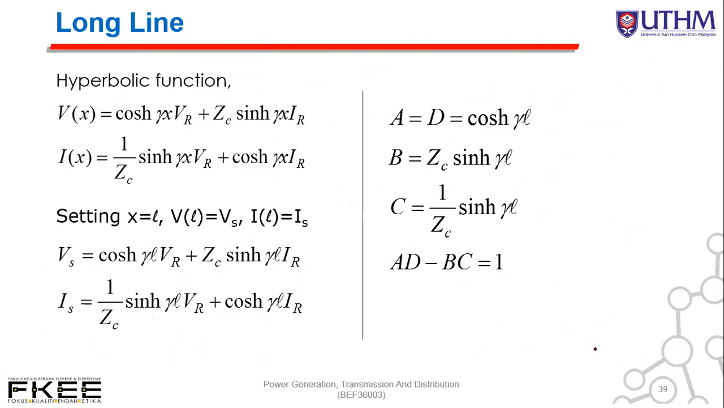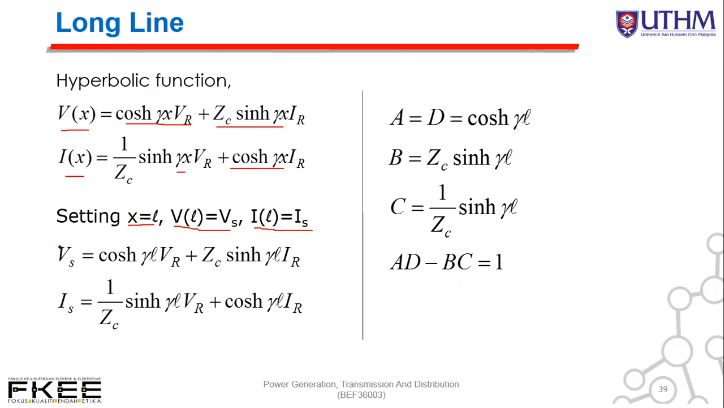Alright. In terms of hyperbolic functions, we can represent the voltage and the current as cosh(γx) VR plus Zc sinh(γx) IR. While for the current, Ix equal to 1 over Zc sinh(γx) VR plus cosh(γx) IR. So we can set x as the distance L. So Vx will be VL equal to V sending, and Ix equal to IL equal to I sending.